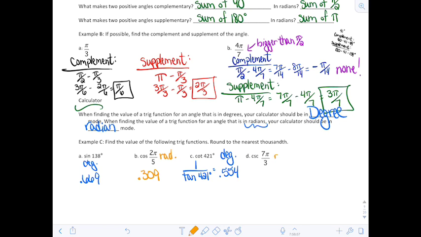And then D, again in radian mode, 7 pi over 3. The cosecant, there is no button for cosecant, but that is the reciprocal function for sine. So we're going to do 1 divided by the sine of 7 pi over 3. And that should give us 1.155 as a final answer.